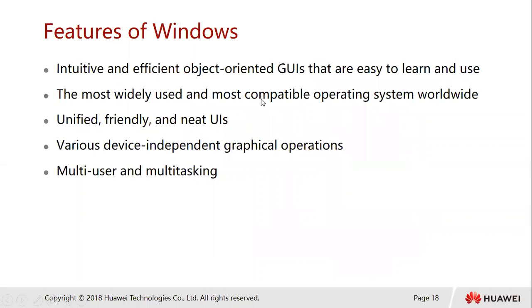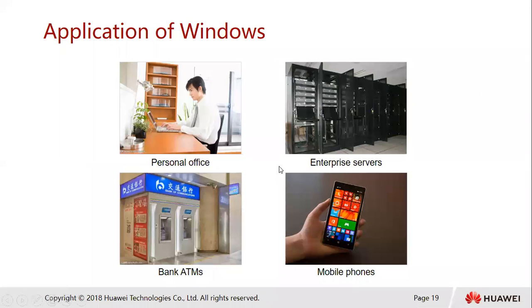So, features of Windows. Windows is easy to use and easy to learn. It is the most widely used and most compatible operating system worldwide. It has neat user interfaces, various device independent graphical operations, and of course it is multi-user and multitasking. That is, you are able to do so many things on your laptop.